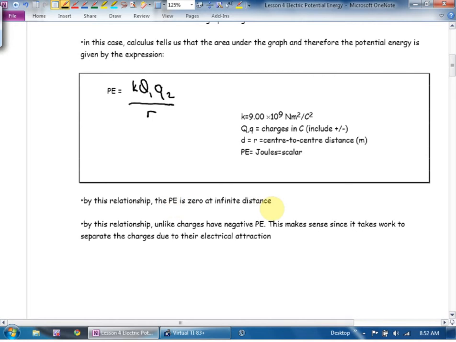Now, by this relationship, unlike charges, if one is positive and one is negative, unlike charges have a negative potential energy. Does that make sense? Yes, because they have negative potential energy. They want to be attracted to each other. To get them to zero, you would have to add energy. If you want to add to a number and get to zero, you better be starting at negative. Under this equation, like charges have positive potential energy. They want to move away from each other to infinity. In fact, because they have positive energy, you have to add energy to move them in closer to each other.